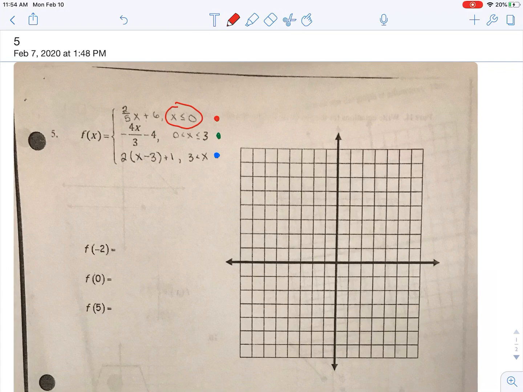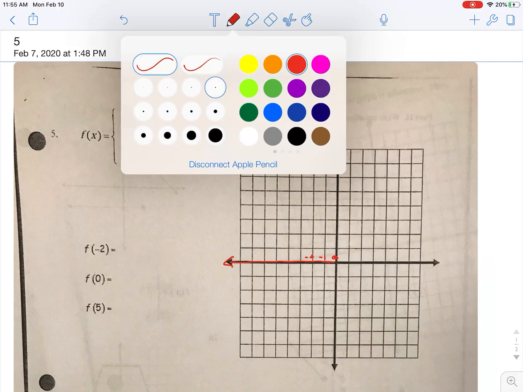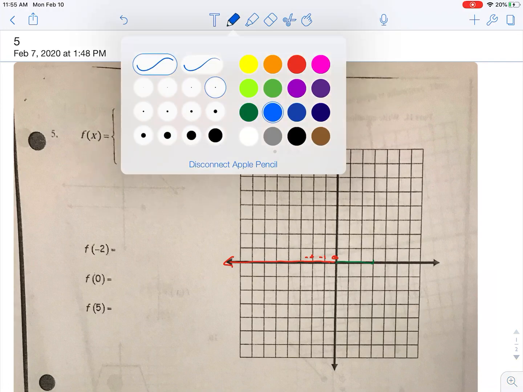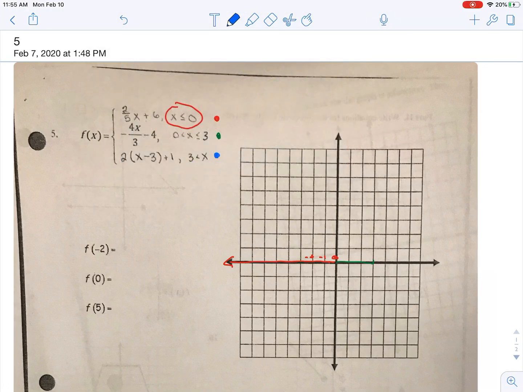So for the red line, it says x is less than 0. So where is x less than 0? It's all the way through here: 0, -1, all those. Green is going to be from 0 to 3. And then blue is greater than 3, because this says x is greater than 3, or 3 is less than x. Now, this one is going to go on forever, and so is this side.